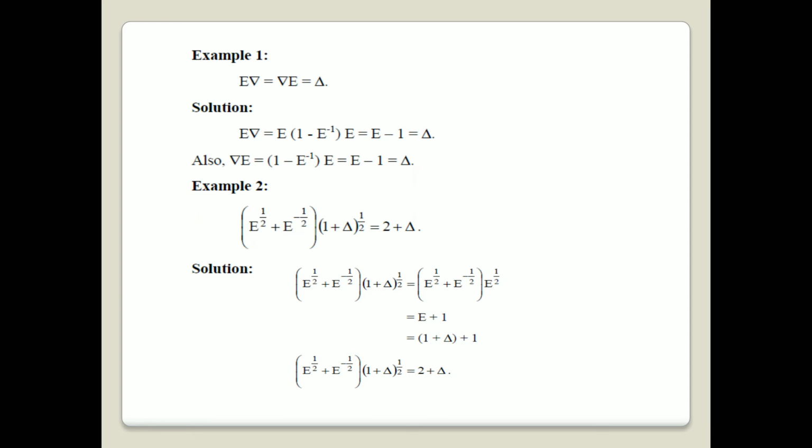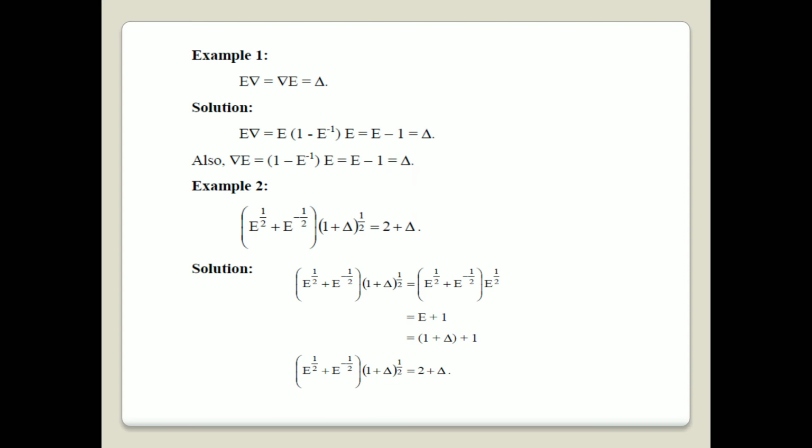Example number 1: E into nabla is equal to nabla into E, which is equal to delta. Here we have to prove this relation. So the proof of this example is: E into nabla can be written as E into in bracket 1 minus E raised to minus 1, because the value of nabla is equal to 1 minus E raised to minus 1, which is equal to E minus 1, which is equal to delta.